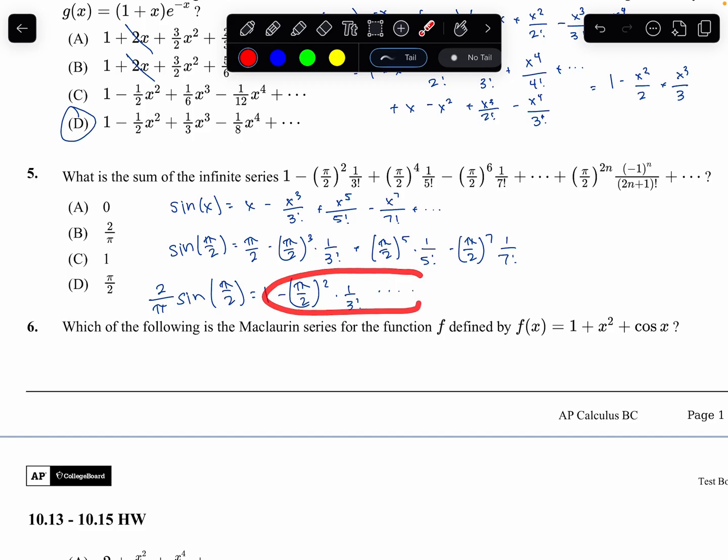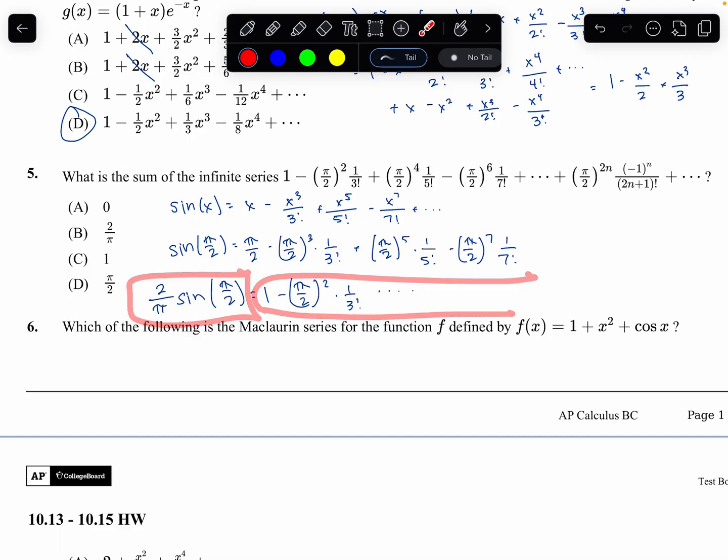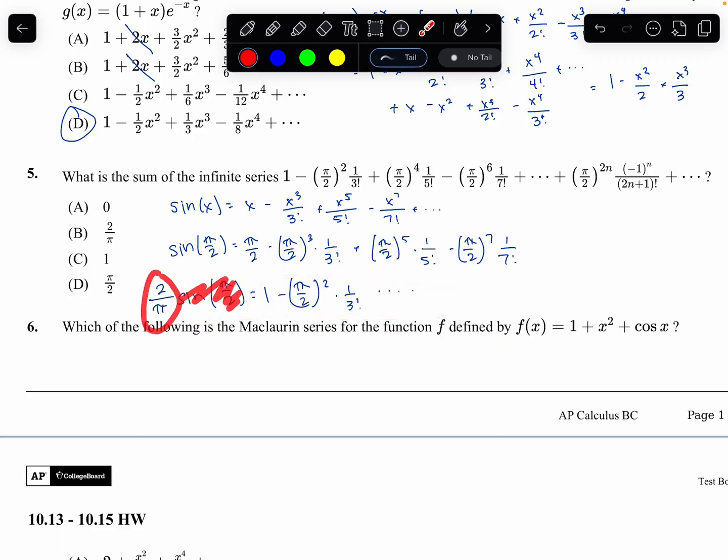So now I have the same series, but I also have an expression that it's equivalent to. Now I know how to evaluate this right here, which will help me evaluate this right here. So I know that sine of pi over 2 is 1, and 1 times 2 over pi is 2 over pi, which is one of our options right there.